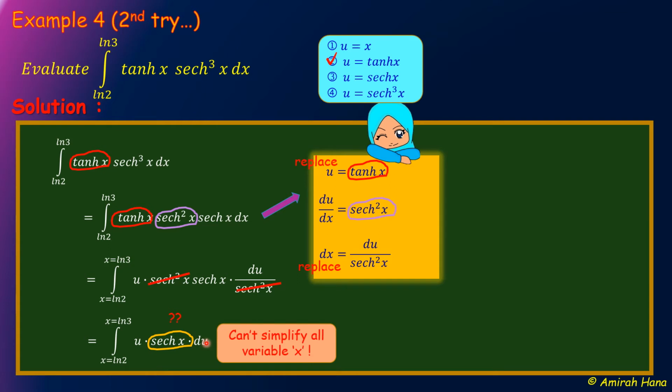When we use u substitution, we need to simplify all variable x so that we can write everything in terms of variable u and du. In this case, since we can't simplify all variable x, it means we made a wrong choice of u. It means that u equals tan x is not suitable, right? So we need to choose another function as u. Alright? Got it?